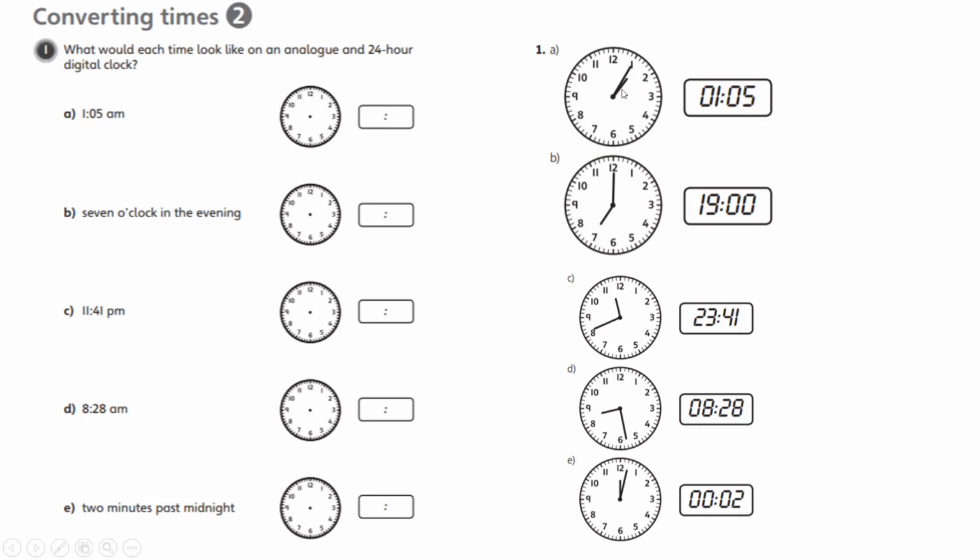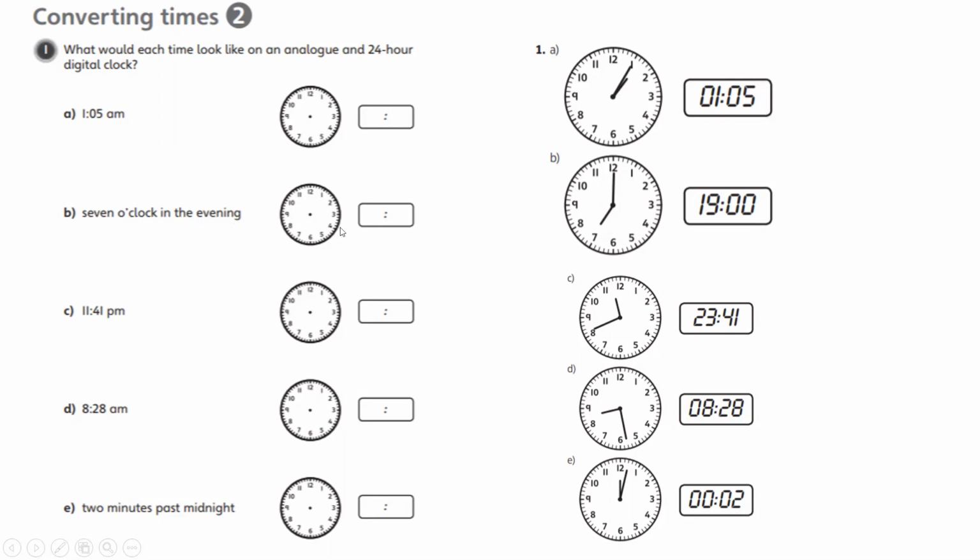So we've got the hour hand pointing towards the 1, just moved slightly over, and the minute hand, the longer hand, is up at 5 minutes past 1. And because it's AM, we don't have to do any conversions at all. Good. This one's 7 o'clock in the evening.